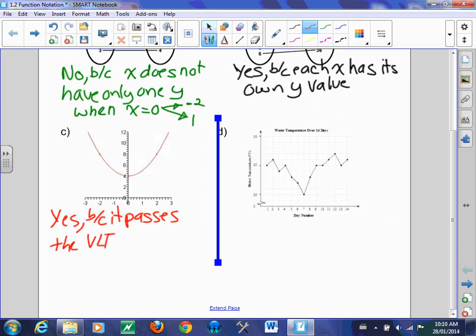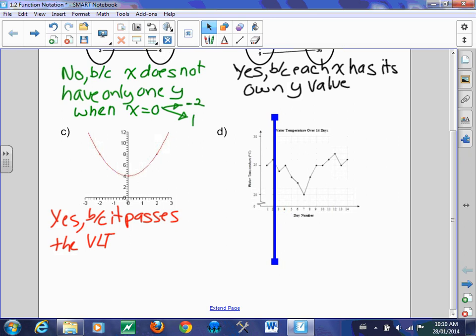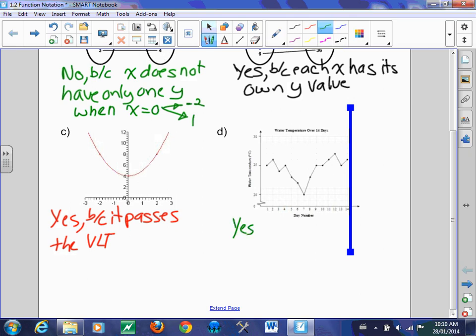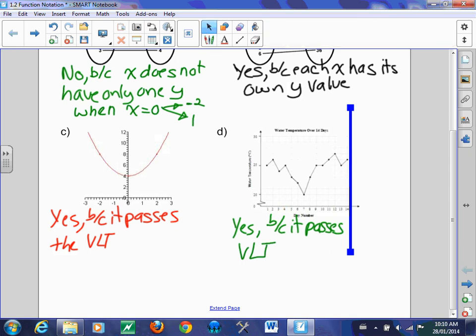Taking a look at this, this is a winter temperature over 14 days. As I go from left to right, I notice that we are good. Nowhere does it double. Don't get confused right here where the horizontal line stays the same. It's still only one spot on my vertical line tester. So yes, because it passes the VLT. Good, hopefully that was a good warm-up.